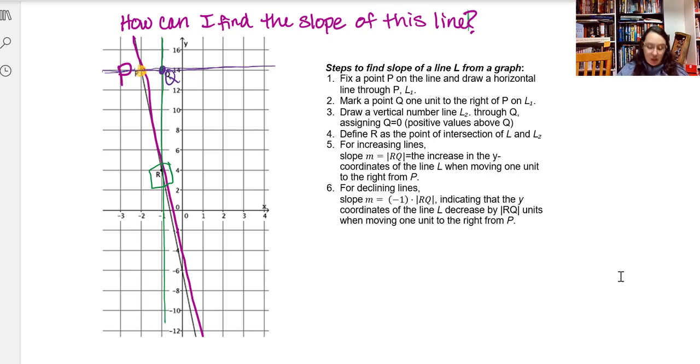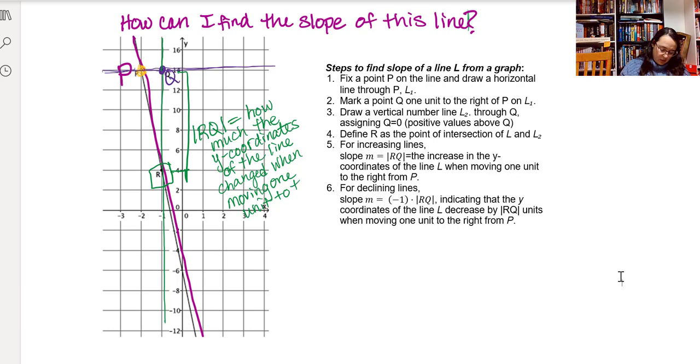But now here's the change. If we were just to look at the length of RQ, that length of RQ would still tell us how much the y coordinates of the line changed when we moved 1 unit to the right. But we would like for that measurement of slope to also indicate the fact that this line is not moving upward. This line is moving downward.